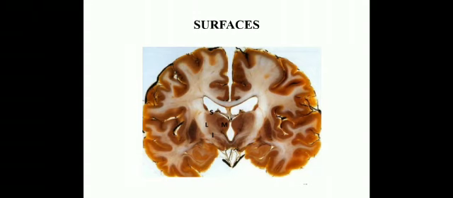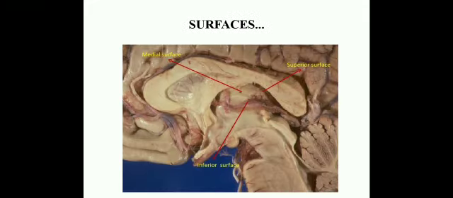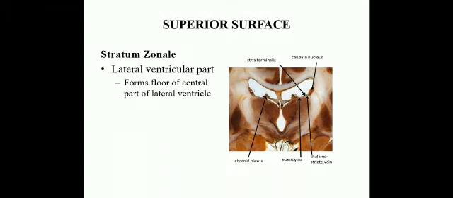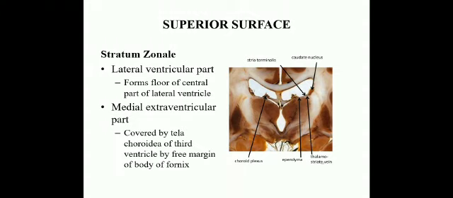The thalamus has 4 surfaces: the superior surface, inferior surface, medial surface and the lateral surface. In another section we can make out the superior surface, inferior surface, medial surface and opposite to that the lateral surface. The superior surface is also known as the stratum zonale. It forms the lateral ventricular part, the floor of the central part of the lateral ventricle, and the medial extraventricular part that is covered by the tela choroidea of the third ventricle by the free margin of the body of the fornix. So, in the superior surface we have the lateral ventricular part and the medial extraventricular part.